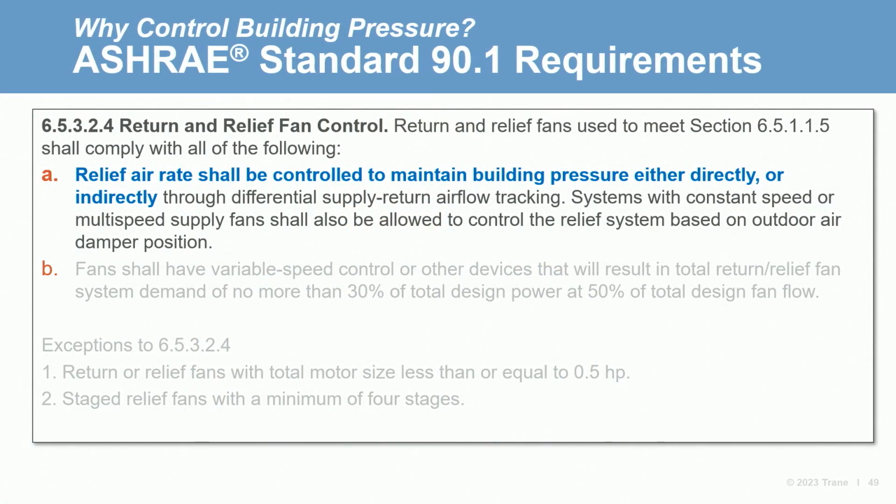First, the system must either directly or indirectly control building pressure. Direct control means the system measures indoor and outdoor pressure to maintain the desired pressure differential. Indirect control means the system measures the supply and return airflow rates to maintain a desired differential. There are additional requirements related to maximum energy consumption. There are also several exceptions for relief or return fan systems with small horsepower values and staged relief fans.